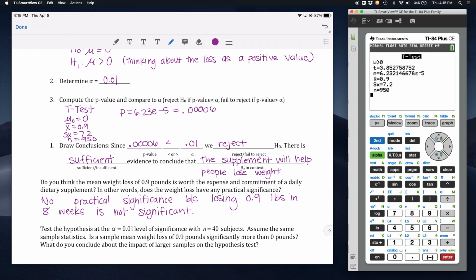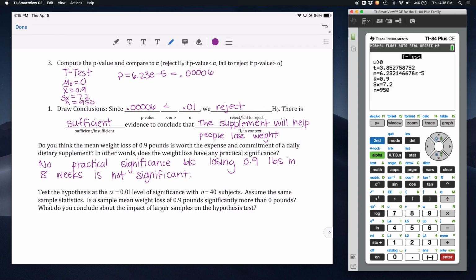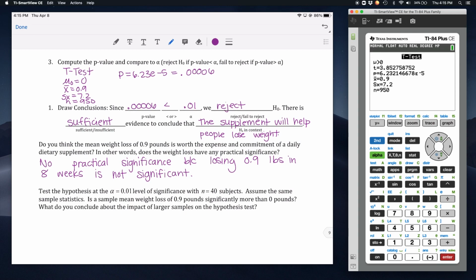So it's probably not worth it. You could even lose that yourself just by walking every day, let's say. Okay. Test the same hypothesis that alpha equals 0.1 level of significance if n just equals 40 subjects. Assume the same sample statistics. If a sample mean weight loss of 0.09 is more than 0 pounds, what do you conclude about the impact of a larger sample size?